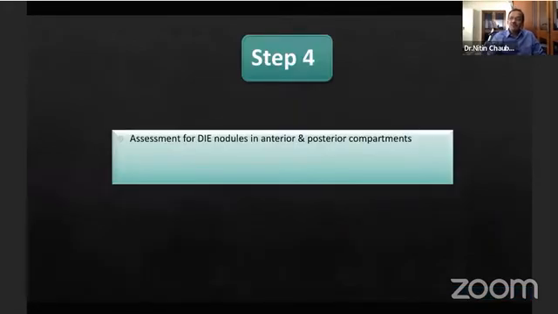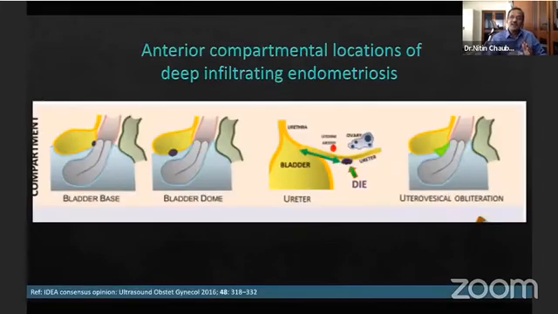Then we go to step 4, which is a very important and a longer step, where we look typically for deep endometriosis in the anterior compartment and in the posterior compartment. So here again, we divide the exam into anterior and posterior. And in the anterior, again, we specifically look out for the bladder separately, we look for the ureter separately, and we look for the uterovesical fold separately.